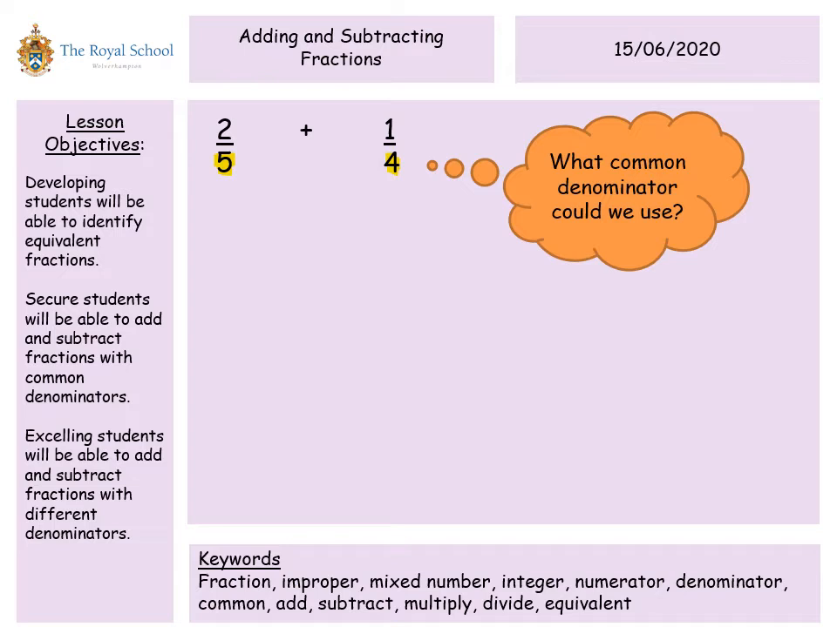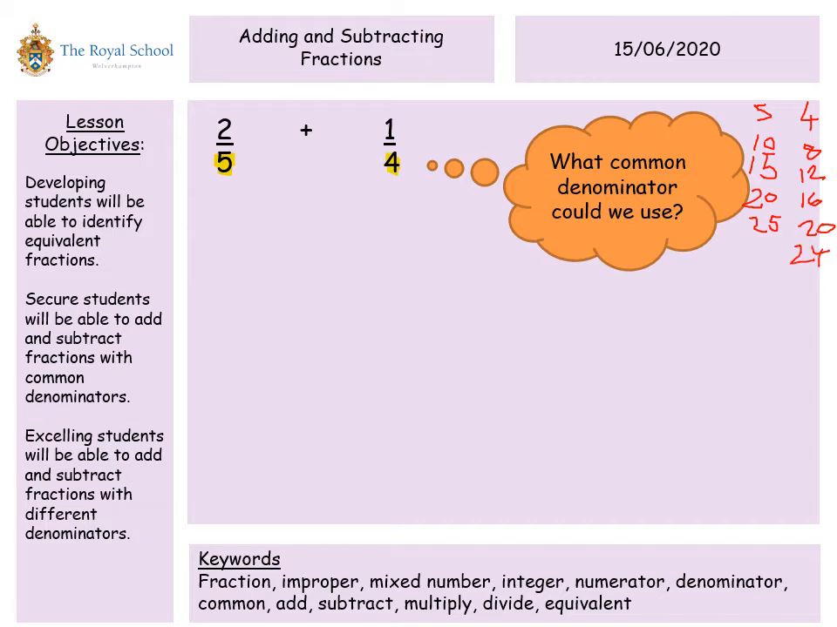So fifths and quarters, so let's have a look at the 5 times table. We've got 5, 10, 15, 20, 25, and so on. And then the 4 times table, we've got 4, 8, again, excuse my mouse handwriting please, 12, 16, 20, 24, and so on.